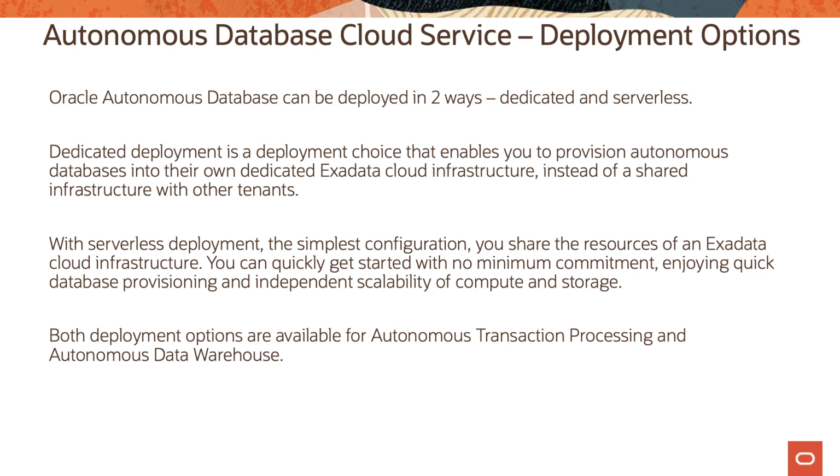Let's now look at the different deployment options for autonomous database cloud service. Autonomous database can be deployed in two ways. One is the dedicated and the other one is the serverless model. Dedicated deployment is a deployment choice that enables you to provision autonomous database into their own dedicated Exadata cloud infrastructure instead of a shared infrastructure with other tenants.